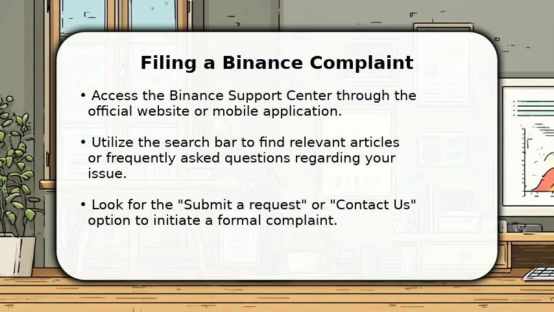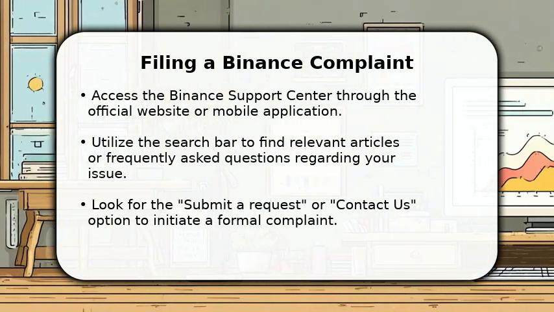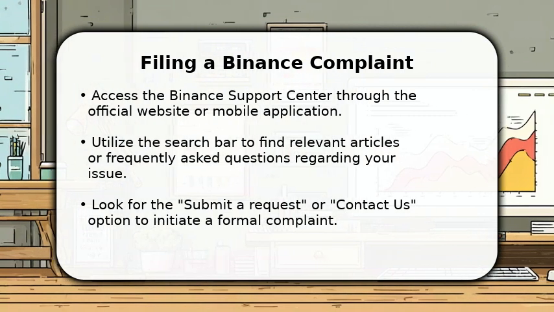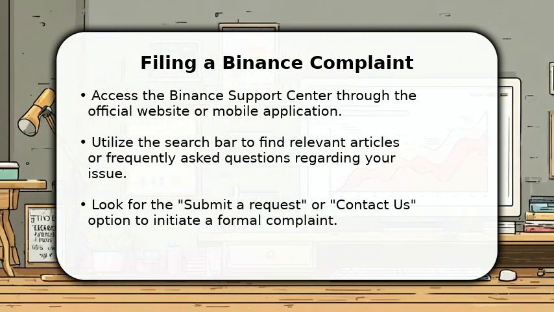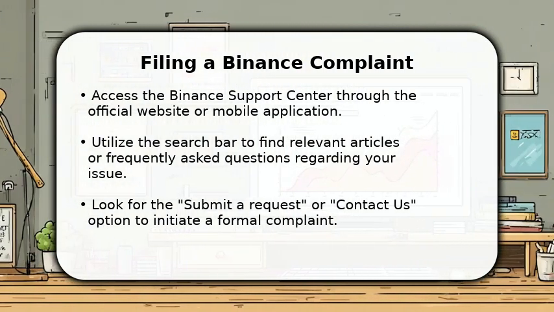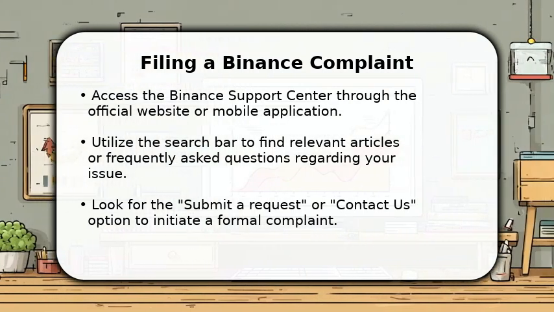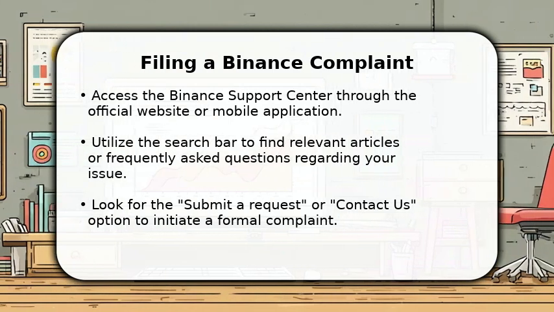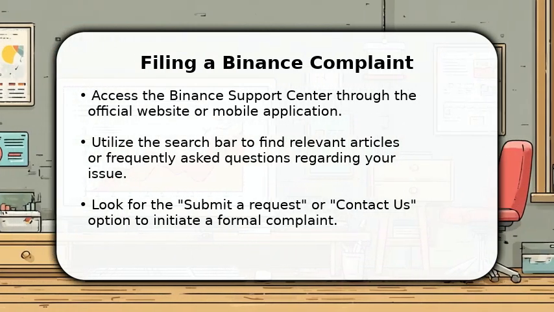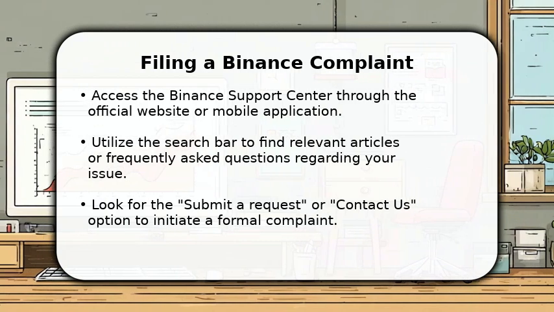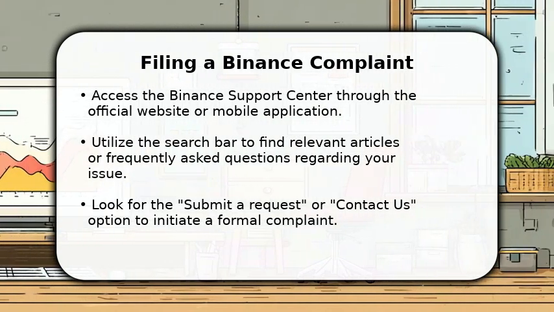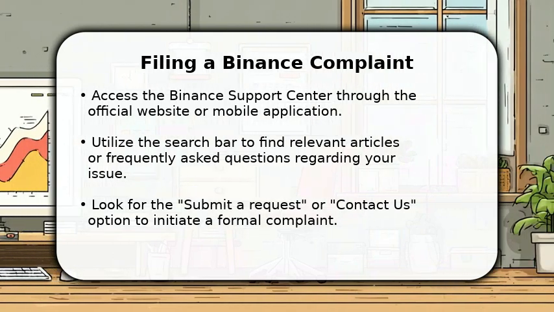In this video, I will explain how to file a complaint in Binance. First, navigate to the Binance Support Center, which is easily accessible from their official website or mobile app. Once there, use the search bar to find existing articles or frequently asked questions that might address your specific concern. If you don't find a solution, look for the Submit a Request or Contact Us option to begin the formal complaint process. This ensures your issue is properly documented.